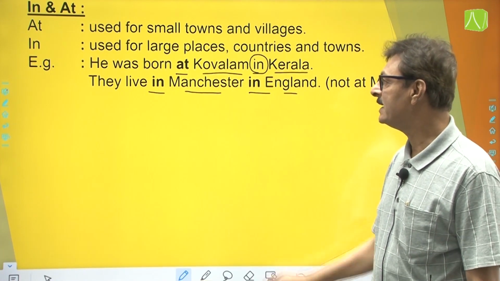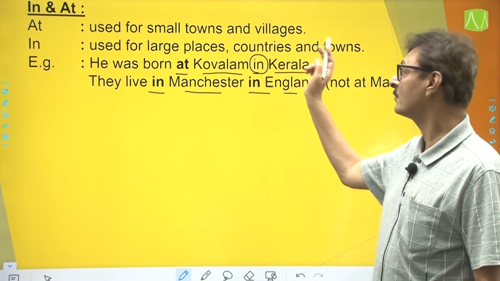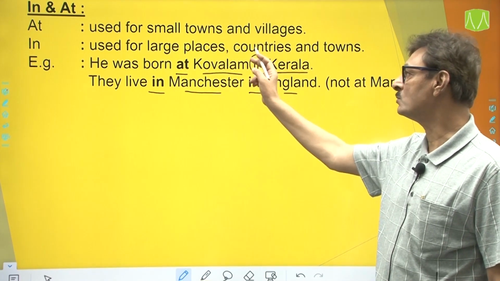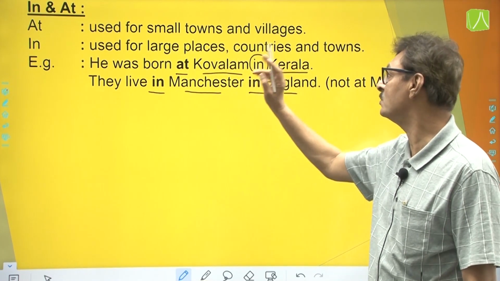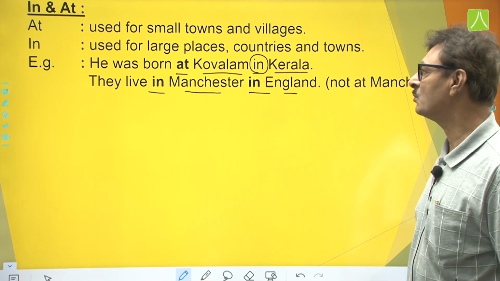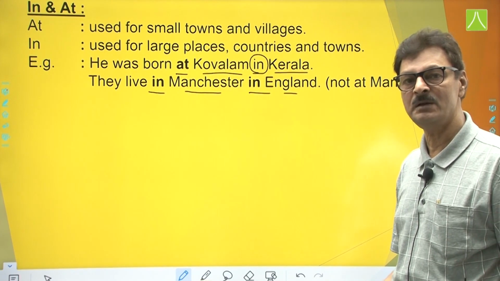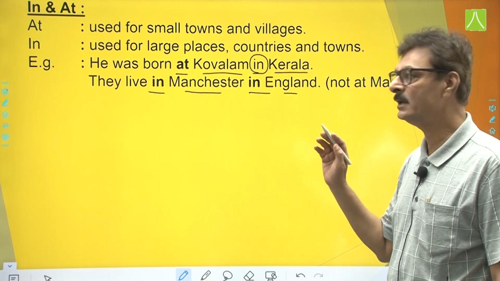Yes, so in is used for large places, countries and towns, large towns also, and small towns, छोटे कस्बे के लिए we use at, villages के लिए we use at, and in we use for large places, country, शहरों के लिए, for cities also we use in.